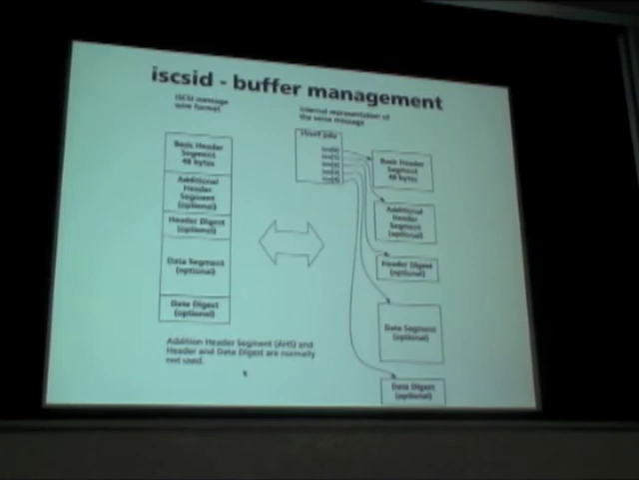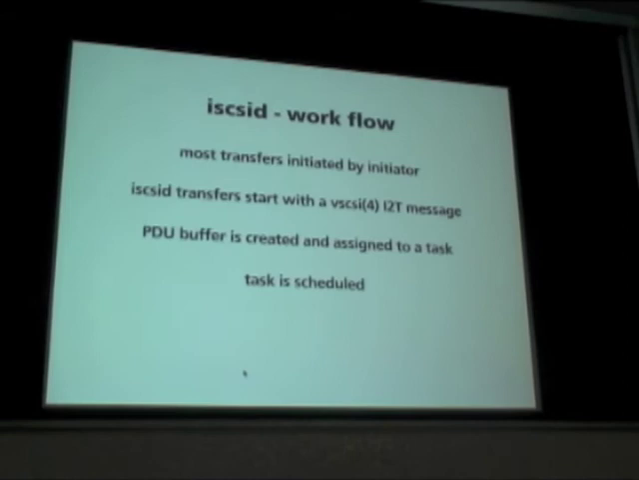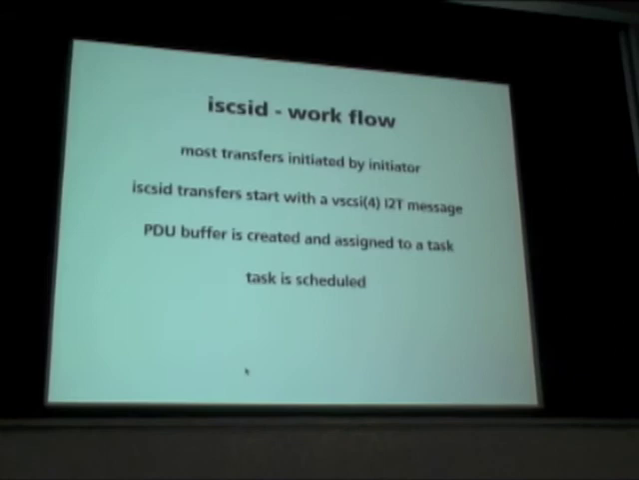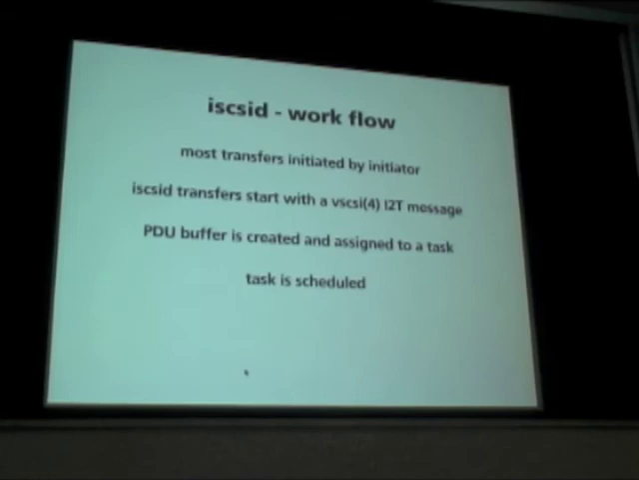So in iSCSI-D, the workflow is very simple. Most transfers are actually started by the initiator. For iSCSI-D, that means most transfers start with the I2T message from vSCSI, and after this event, we just create a PDU buffer. We put everything together into this buffer and schedule this buffer onto a task, and the task is sent over the connection, and we're waiting for a response. So this is more or less how it looks.